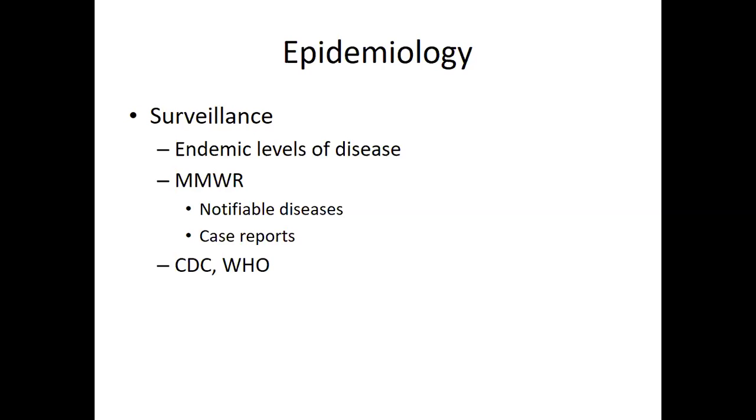All right. So surveillance, right? We've talked about endemic levels of disease. So we get really concerned when there are changes in those endemic levels. Again, if we're talking about rabies, whenever there's a case of rabies, we're concerned, but it's not declared a national emergency, necessarily. So we keep track of those endemic levels.